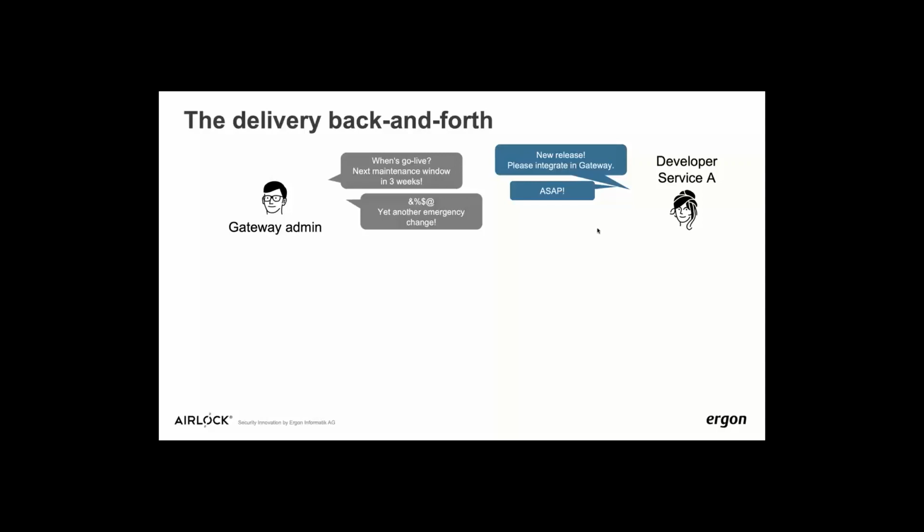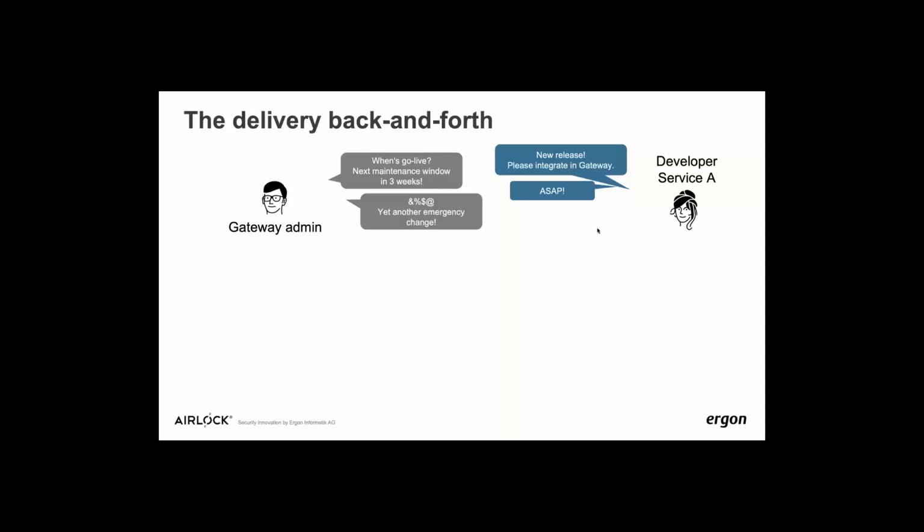So there's a new release from a developer and wants to go live with it, and the administrator says, okay, that's fine. We have a maintenance window in 3 weeks. And the developer does not understand. He's used to continually deploy his services. What, 3 weeks? No way. It must be as soon as possible.